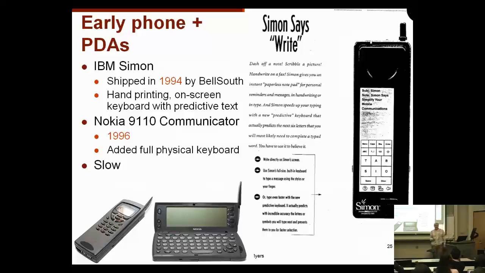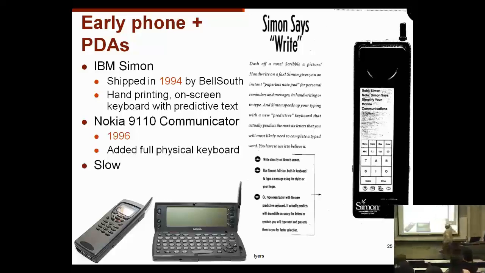Jumping back to other devices besides phones, there were PDAs at the time, a lot of portable devices. These very first phones I talked about last time, the IBM Simon was probably the first PDA phone.